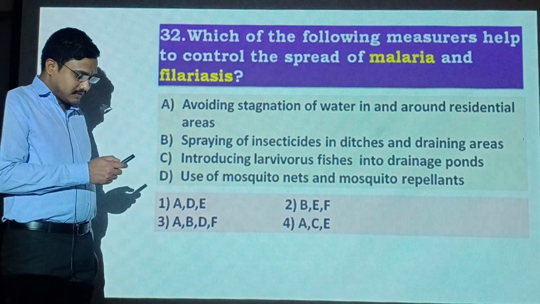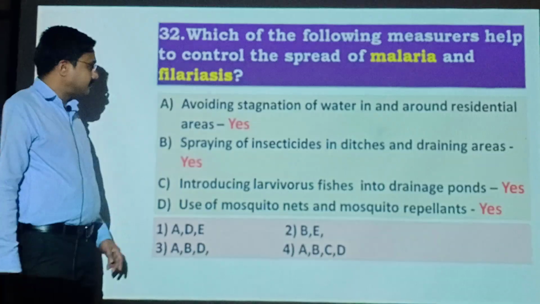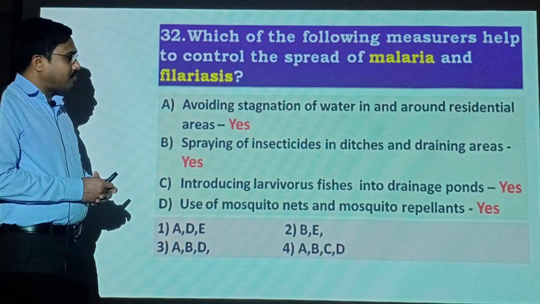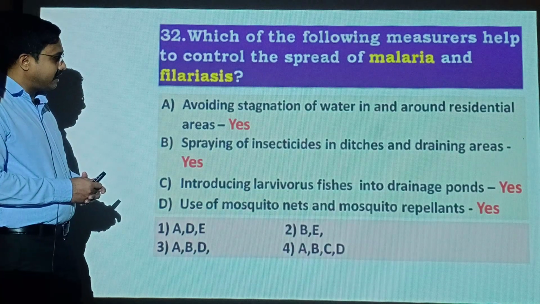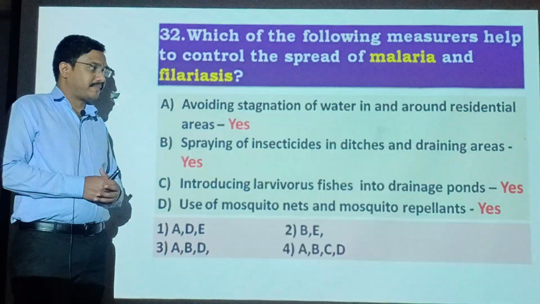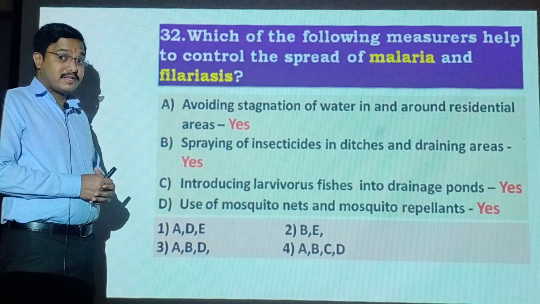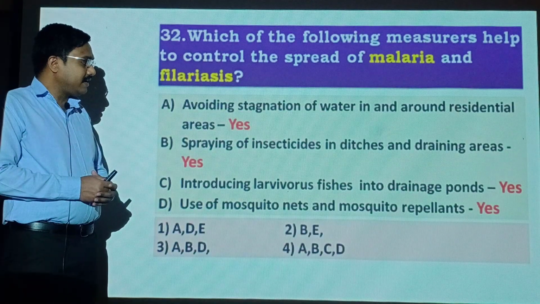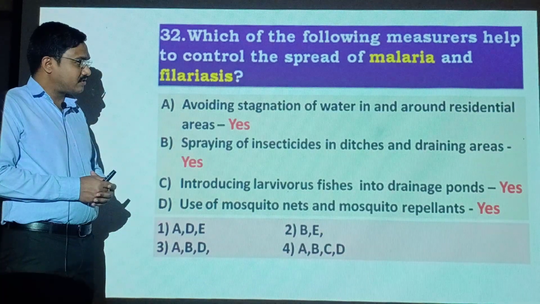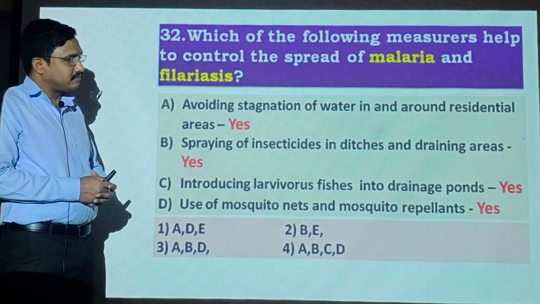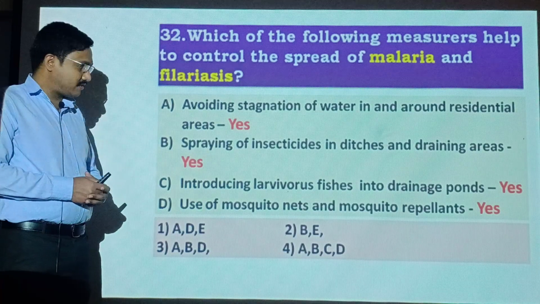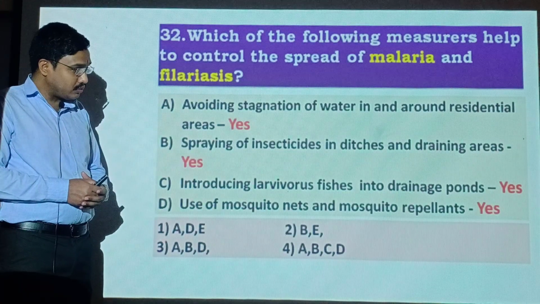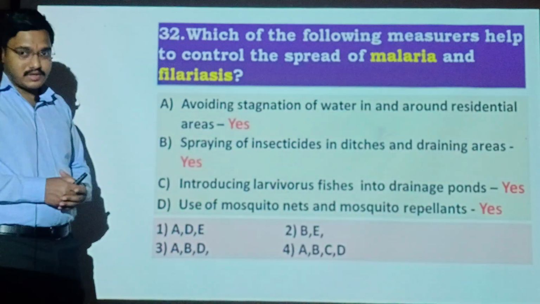Okay, see here, first one, avoiding stagnation of the water in and around residential area. Yes, with this it is possible to control mosquito. B, spraying of insecticides in ditches and draining area. Yes, introducing larvivorous fishes into drainage ponds.